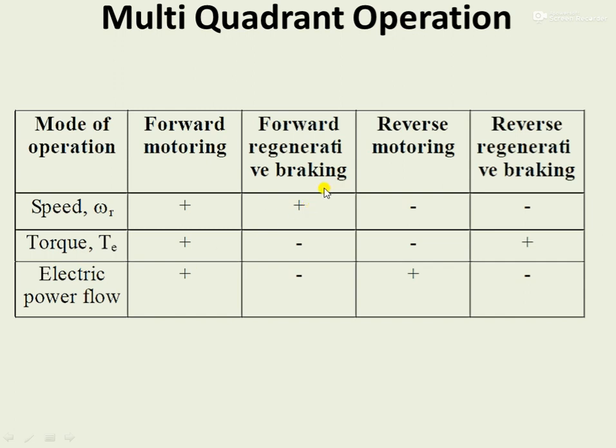While considering the second quadrant, it is forward regenerative braking. In that second quadrant, the torque is having negative sign. So the electric power flow will also have negative sign, which clearly indicates that the energy conversion is from mechanical energy to electrical energy. That is, the generating operation is occurring during this regenerative braking. Similarly, the operations are explained during reverse motoring as well as reverse regenerative braking operations.